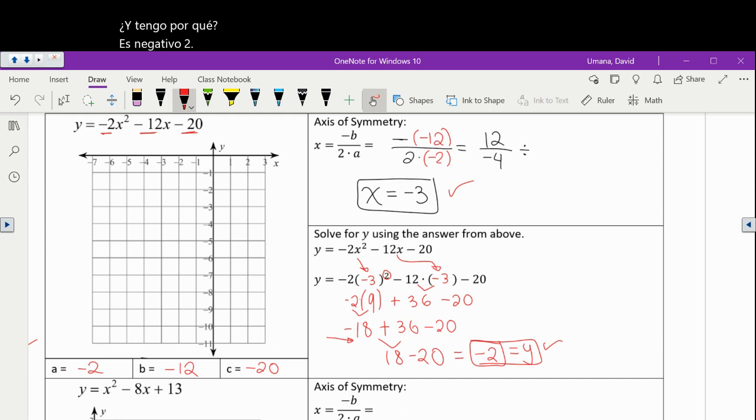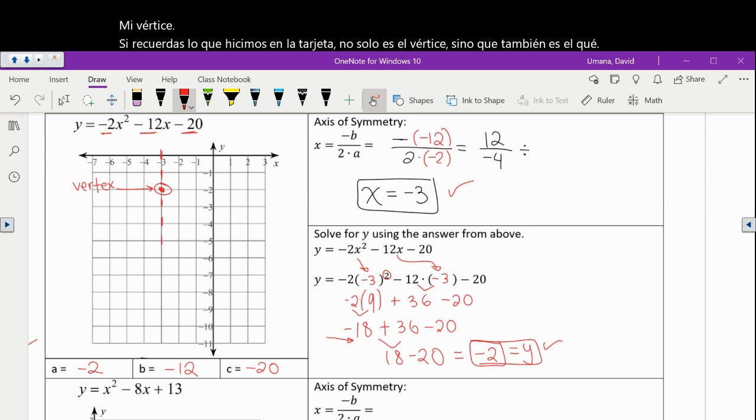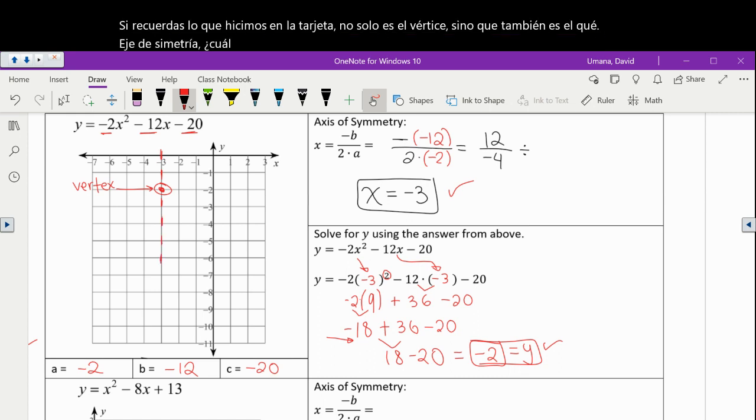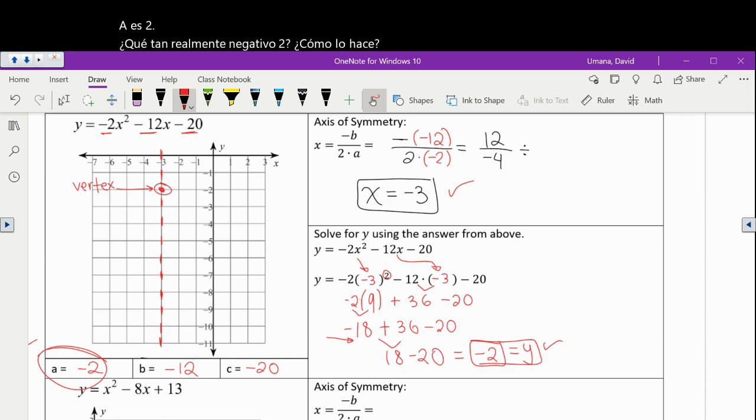So 1, 2, 3, 1, 2. This is now my vertex. If you remember what we did on the card, not only is this the vertex, this is also the what? Axis of symmetry, which is what that whole thing up there says anyways. A is 2. Actually, -2. How does that impact my drawing? Anybody remember?